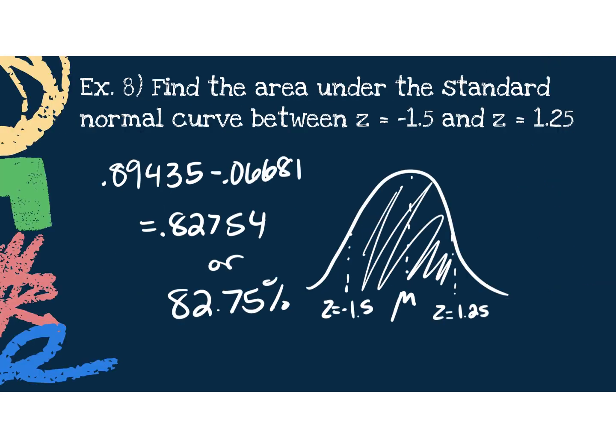And then example 8, find the area between those 2 scores. We do the bigger minus the smaller. So we find our 2 table values and subtract them. We should get 0.82754 or 82.75%.